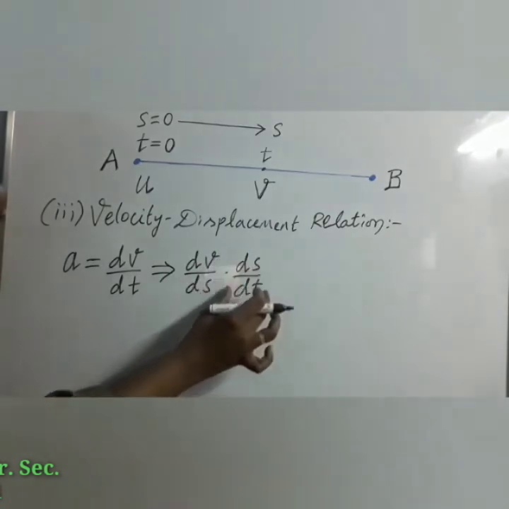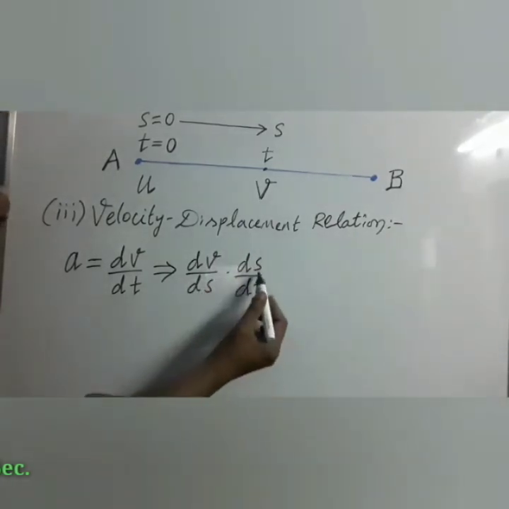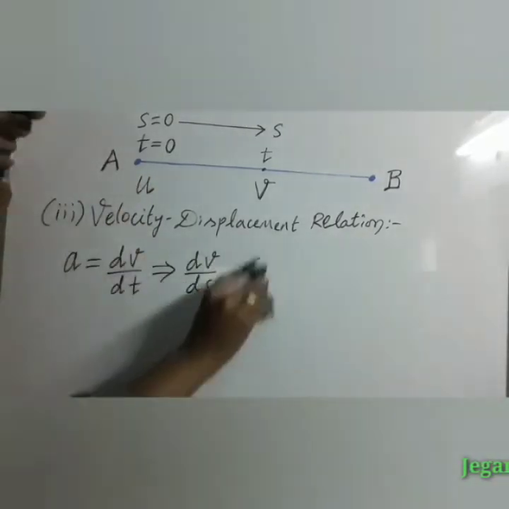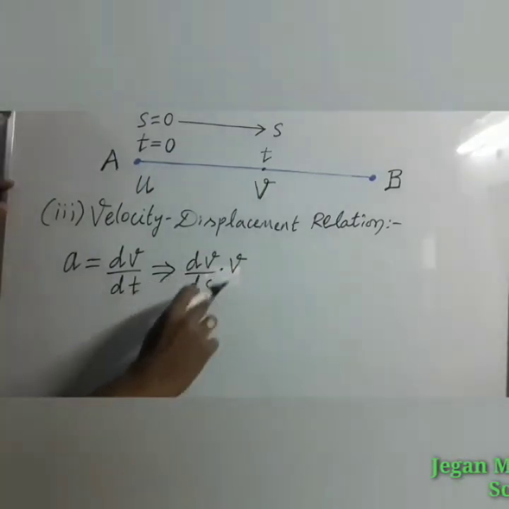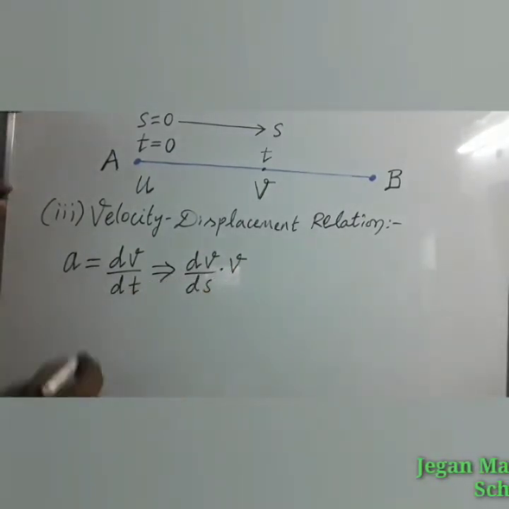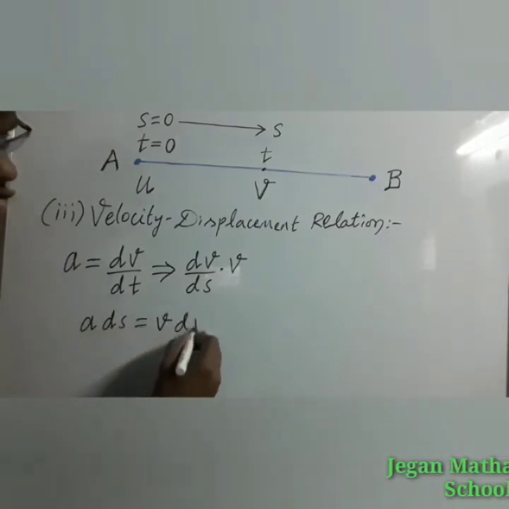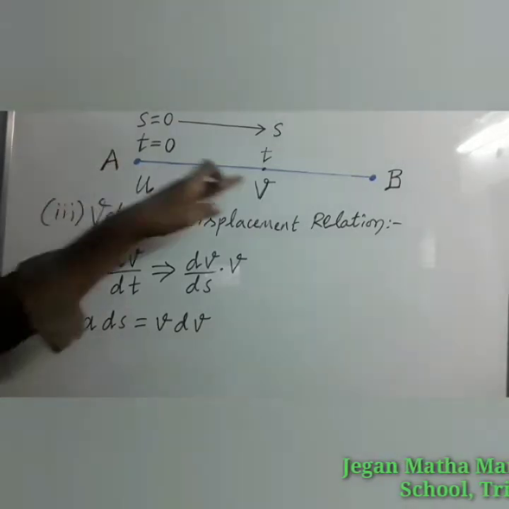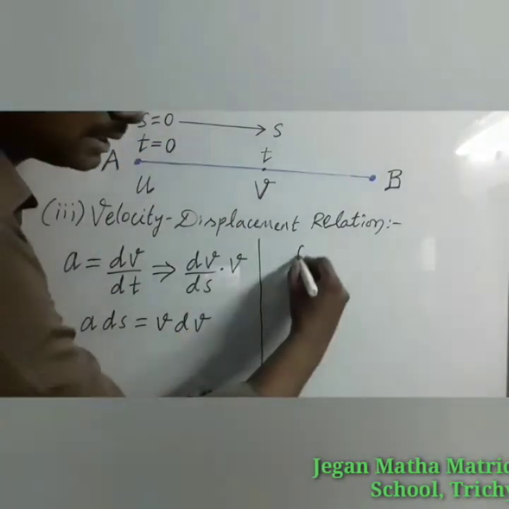So here what is the value of ds by dt? We know that already, rate of change of displacement with respect to time. That is only known as velocity. So instead of ds by dt, we can write velocity v. Now ds can be taken to left side. a ds, that is equal to v into dv. Let us integrate this equation with the fact when the velocity change from u to v, displacement change from 0 to s. Let us integrate both the sides.